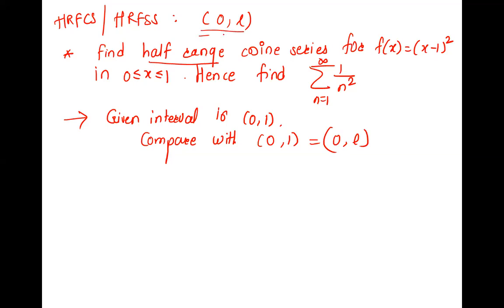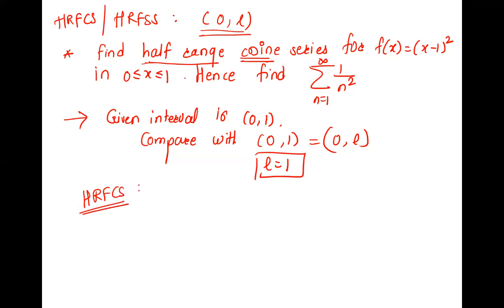Half range is always on 0 to L. So as it is the word half range, compare with 0 to L. Therefore, L is what? Comparing, we get L is 1. On 0 to L, half range are there, and which half range is asked? That is important. Cosine. So it is asked half range Fourier cosine series.